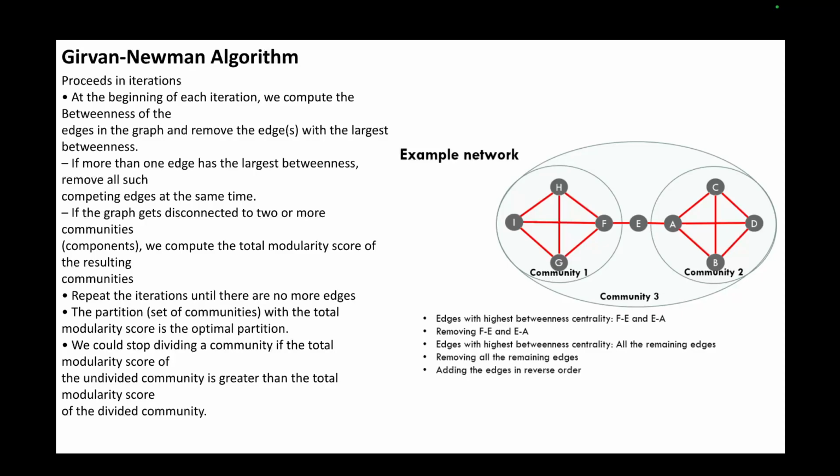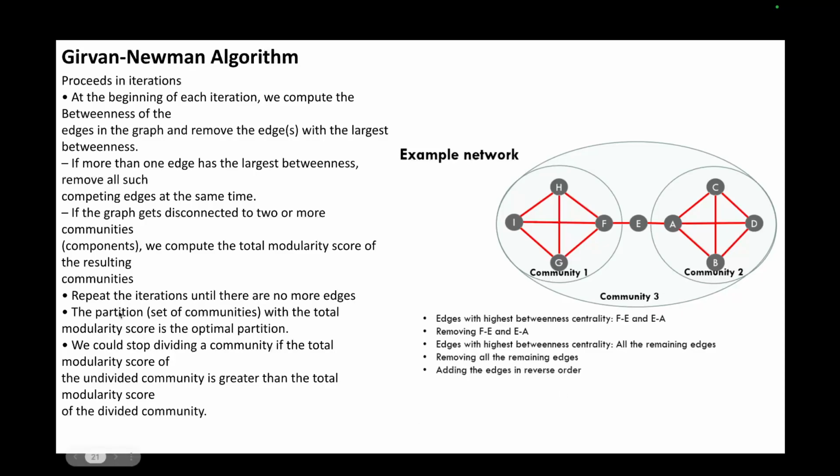If the graph gets disconnected into two or more communities or components, we compute the total modularity score of the resulting communities. We'll come to modularity later. So what you do is calculate the edge betweenness for all the edges in the network, and you delete the edge which has the highest betweenness. If the graph gets disconnected, you get two or more communities. And what you do is compute the total modularity score. If the modularity increases compared to what it was before, then that is a valid or good partition. If it does not, then it is not.